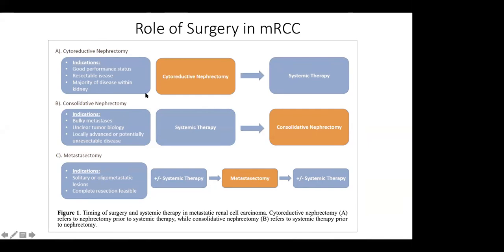Consolidative nephrectomy of bulky disease where tumor biology is not clear, and locally advanced, unresectable disease where you have systemic treatment, and then could do consolidative nephrectomy if the outcome is favorable. And then finally metastatectomy, that's for solitary oligometastatic lesions, where good resection is feasible. And after that, the patient could have systemic treatment if necessary.